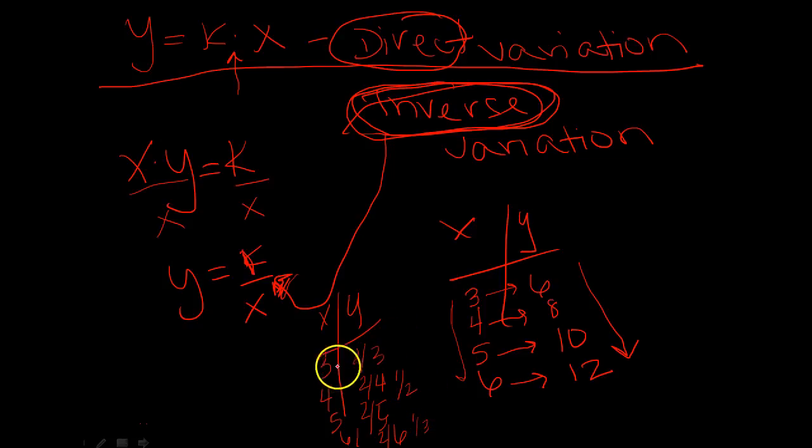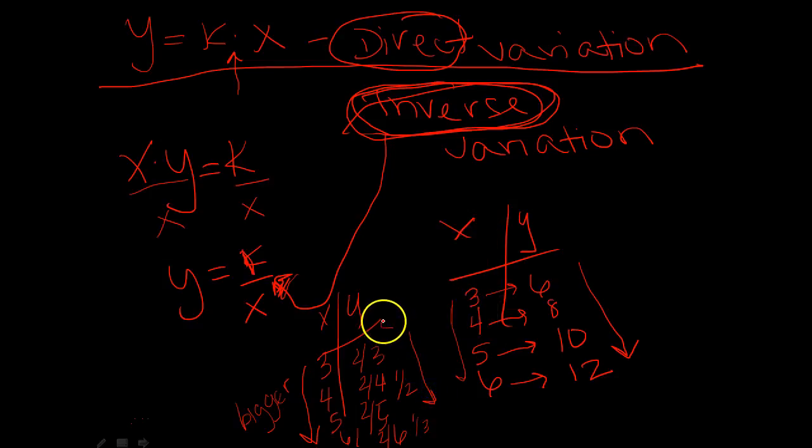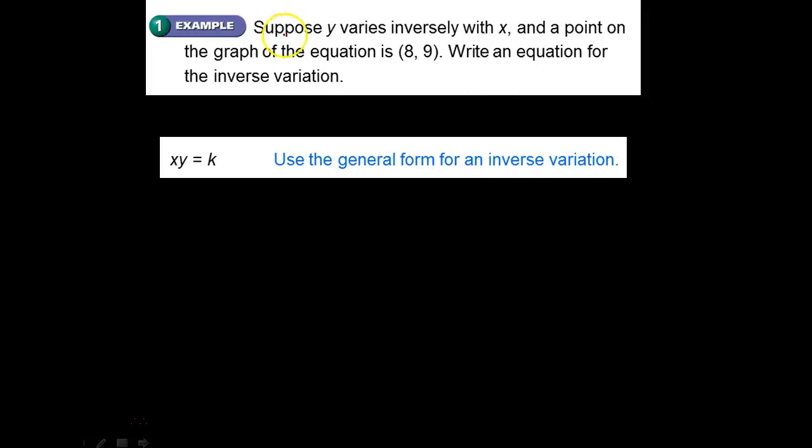So notice, as my x's are increasing, they're getting bigger, my y's are actually decreasing, they're getting smaller. So that's why it's an inverse variation. In a direct variation, the x's and y's were both getting bigger, whereas in an inverse variation, one's getting bigger and the other one's getting smaller. So let's go to my next one.